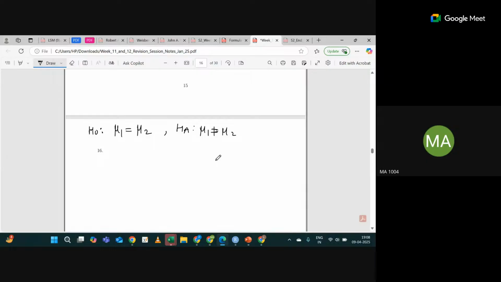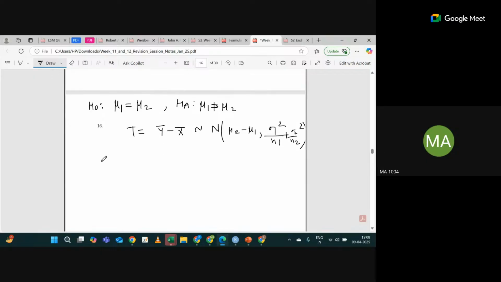So what will be your test statistic? Usually we take t as y bar minus x bar. You can take x bar minus y bar, but usually it's y bar minus x bar. That's not a problem at all, because we have to take the absolute value. The denominator is the square root of sigma 1 square divided by n1 plus sigma 2 square divided by n2. So you can go with y bar minus x bar, it won't affect anything. So the test is nothing but: I will reject my H0 if the absolute value of t is greater than some critical value, because this is two-sided.